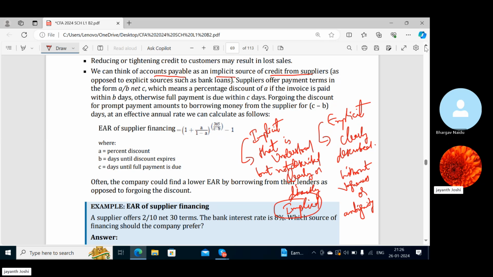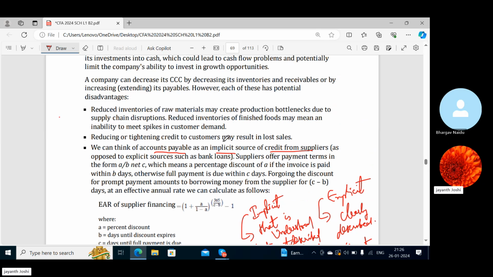Now, we can think of accounts payable as an implicit source of credit from suppliers. That means it is not that they will tell you to take the goods on credit from us, but if you ask them, there may be chances that they may not deny. Things are not clearly described, but they won't say you can take the goods from us and we are giving credit to you. No, it is you who have to ask.